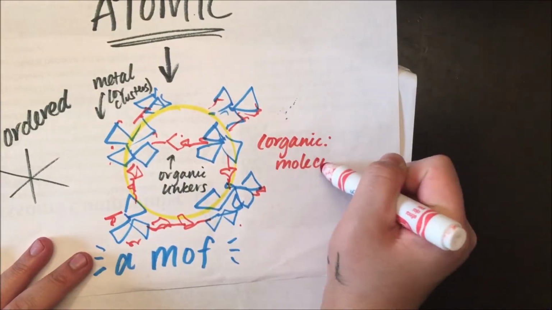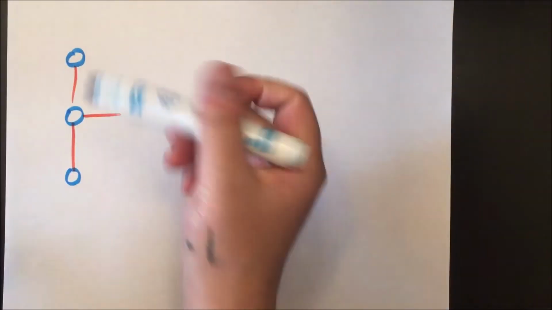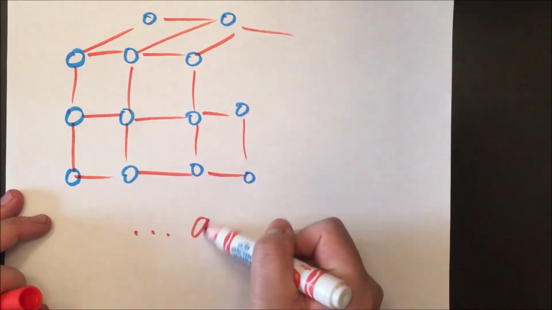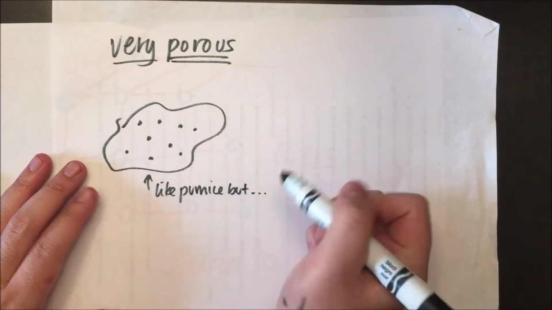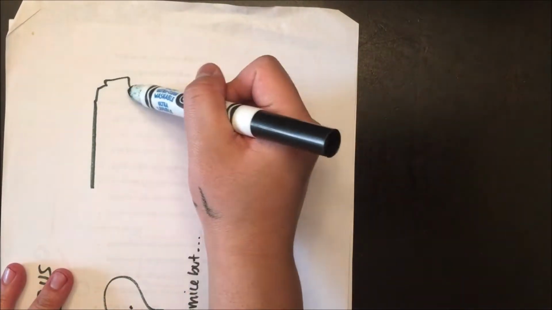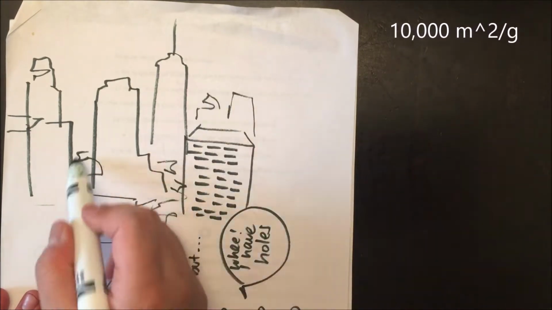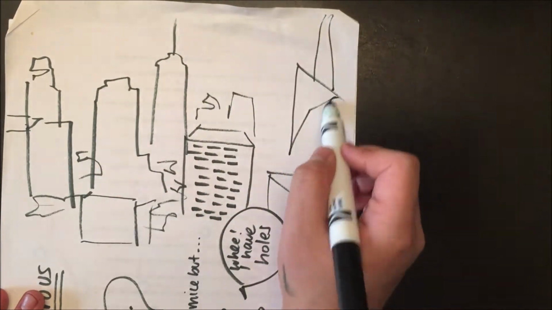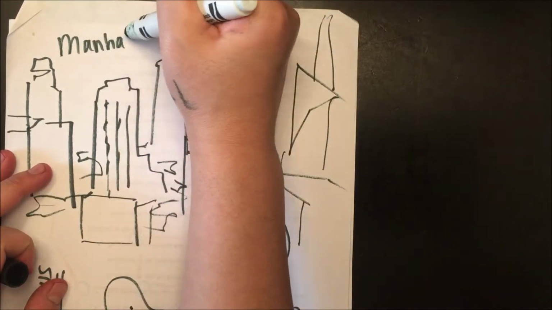Organic molecules are basically any molecule primarily composed of carbon. These lattices of metal ions and organic molecules can repeat in 1, 2, or 3 dimensions. What's neat about MOFs is that they are very porous, like extremely porous. MOFs can have porosities up to 10,000 meters squared per gram, which, to put that into perspective, means that 1 gram of that kind of MOF's internal surface area is equal to about 1 city block in Manhattan.